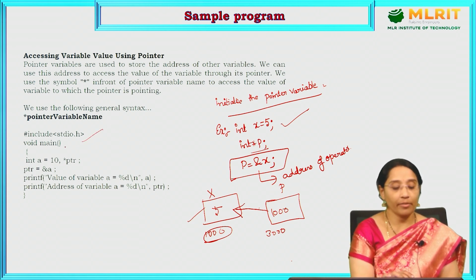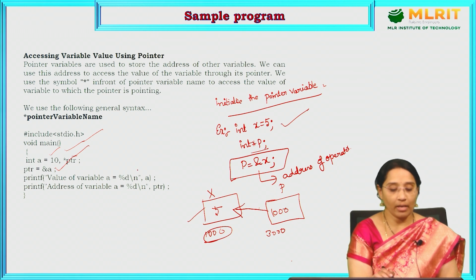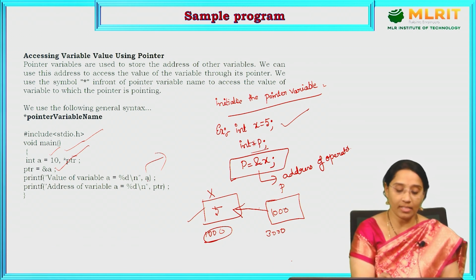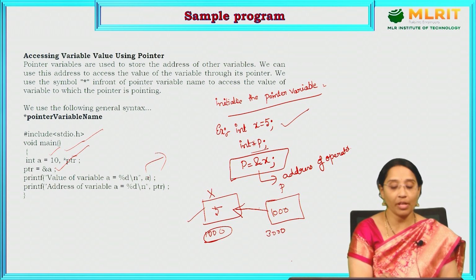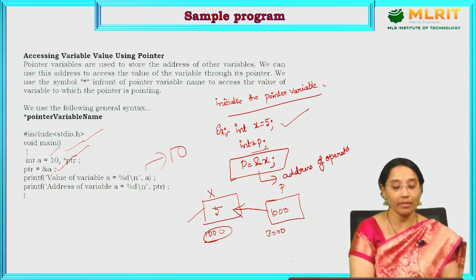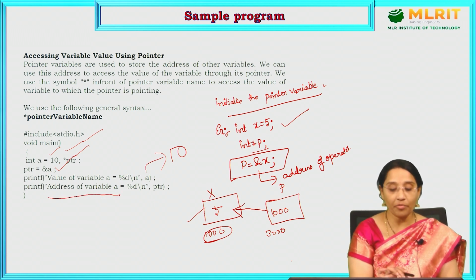So, here is the sample program. #include <stdio.h>, main function, A is initialized to 10 and a pointer variable is declared. Pointer PTR is equal to address of A. printf value of A is %d\n, comma A. So, what will be the output in this case? In the first printf statement, the value of variable A is %d\n, A. Here A is initialized to the value 10. So, 10 will be printed on your screen, and then the address of variable A, %d\n, pointer.